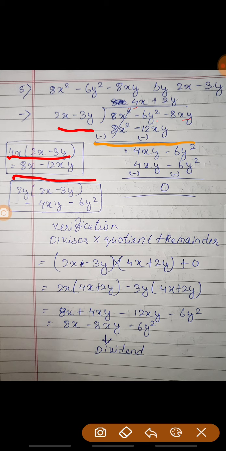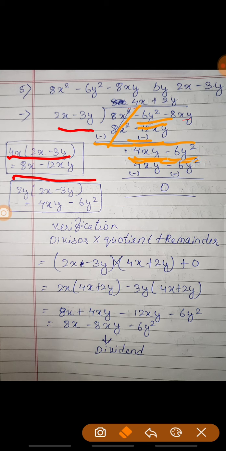So 8x square is eliminated from here, so I have put that elimination sign. After that we have minus 8xy, and here the minus sign is multiplied over here, so minus minus will be plus, so plus 12xy. Plus 12xy minus 8xy is equal to 4xy. We have got 4xy, and the remaining term, minus 6y square, we have written over here.